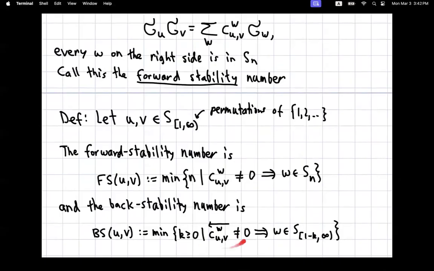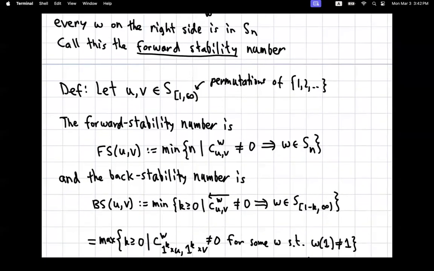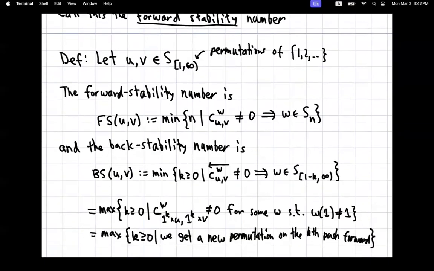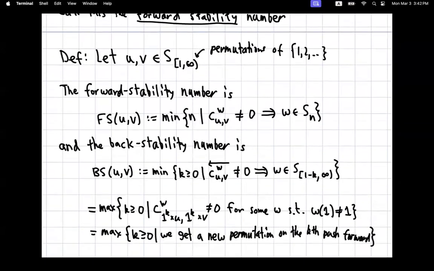when the back stable Schubert structure constant is non-zero, W lives in the set of permutations where I start from 1 and go back by at most k. Okay, so it fixes everything less than 1 minus k. Okay, that's not the definition that we've gotten from our example, so let's say it a different way. It's the maximum value such that when I push forward like we did in those SAGE examples, we get a new permutation. Okay, we get a new permutation on the kth push forward, and we never get any afterwards. So that's the definition of the back stability number. How many times do we have to push forwards?